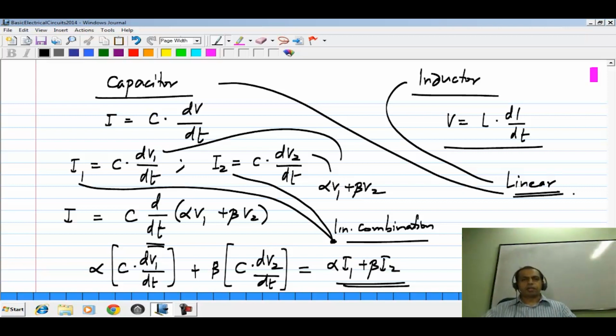Okay. We will see later linearity of whole circuits and how superposition applies to them. And it's not just a property, it's something which can simplify the solution of circuits.